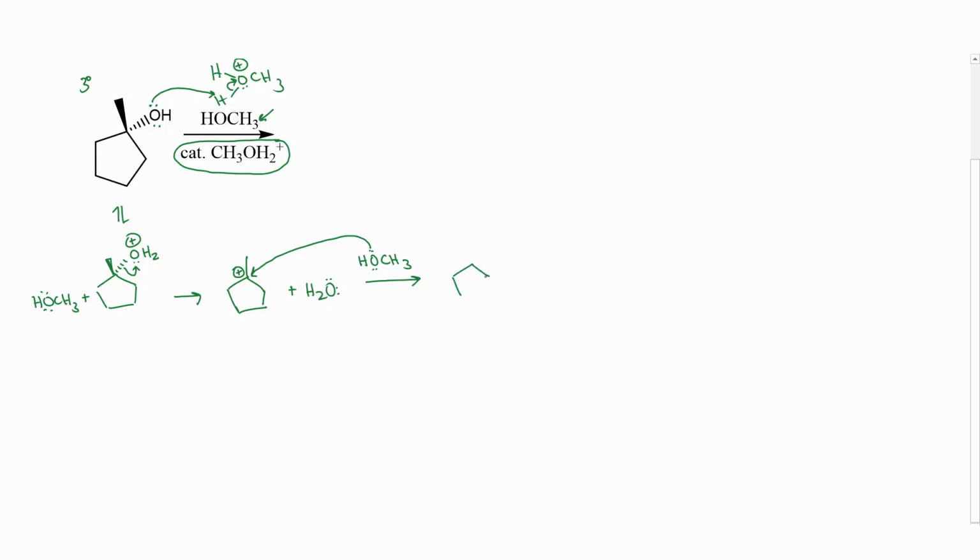Now, this carbon that we're adding to is not going to end up being an asymmetric carbon, so it does not matter whether we add from the top or the bottom. It's not a stereocenter here. So I am just going to draw the one product because it doesn't matter whether I've drawn this as a wedge or a dash. They'd be the same thing. So I'm drawing it as a dash, but a wedge would be equally correct.